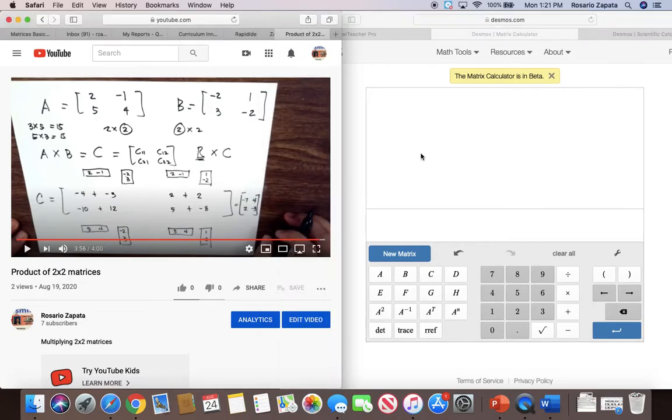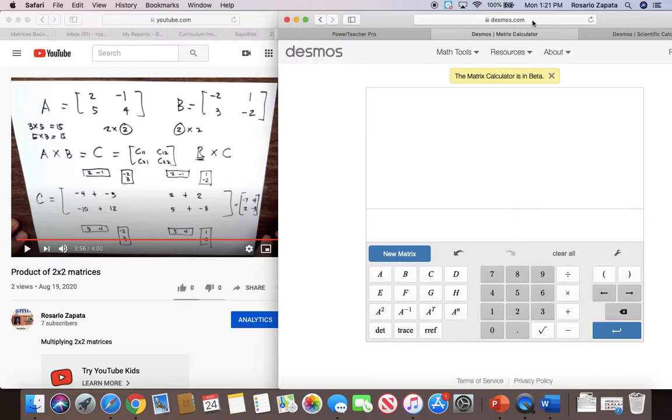I will show you how to use the Desmos calculator in operating on matrices. I'm going to link this matrix calculator in your canvas.